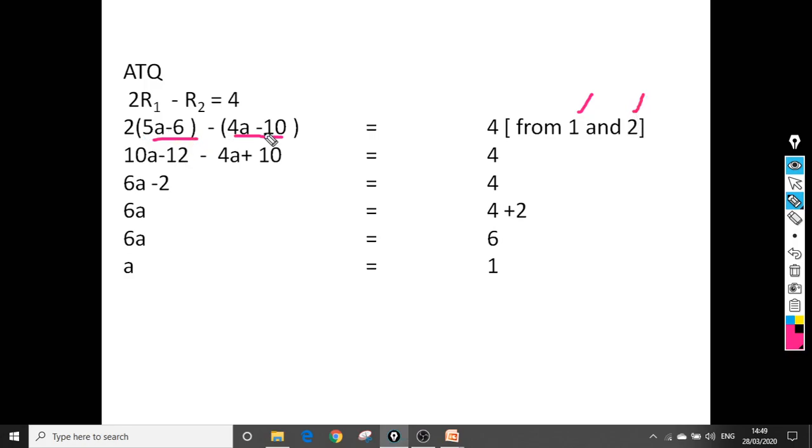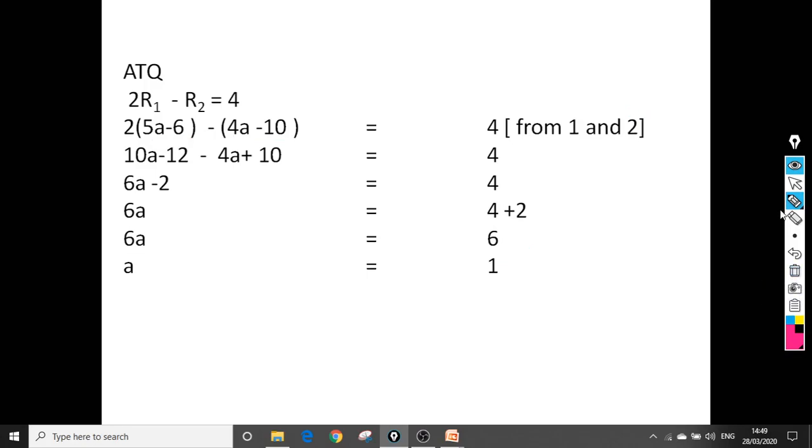By solving this further, we get 10a minus 12 minus 4a, this negative becomes positive, plus 10 is equal to 4. 10a minus 4a we get 6a, minus 12 plus 10 gives us minus 2 equals 4. This 2 will be shifted to the other side, 4 plus 2, 6a is equal to 6, and a is equal to 1. So this is the final value of a, which is equal to 1.